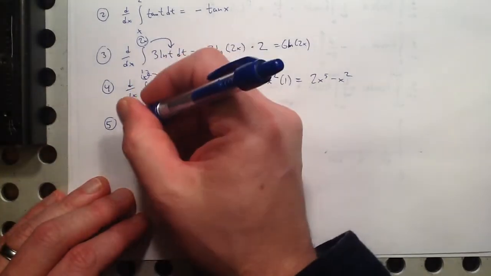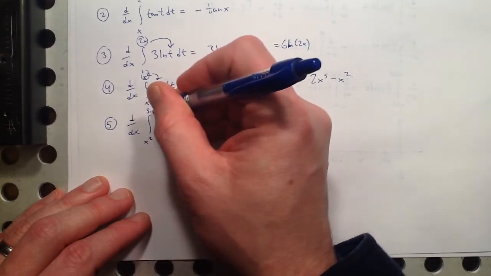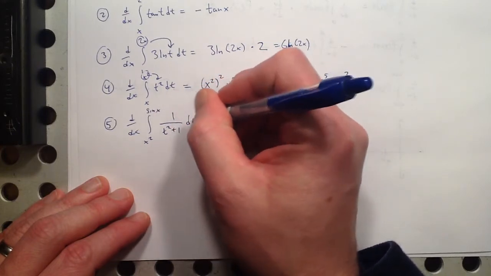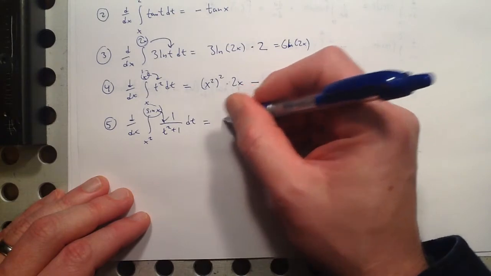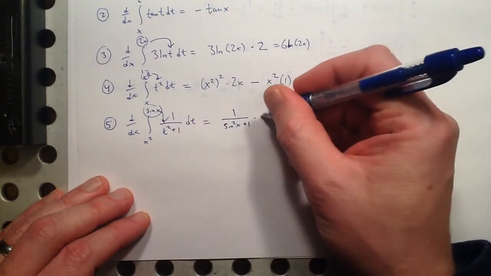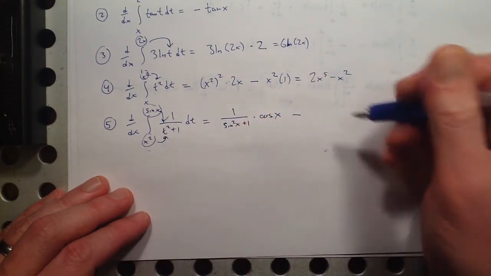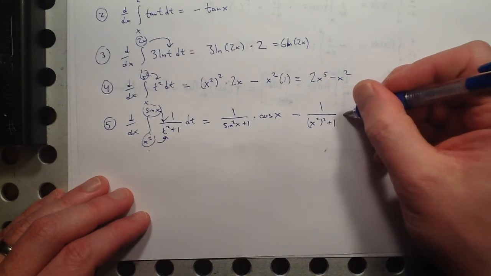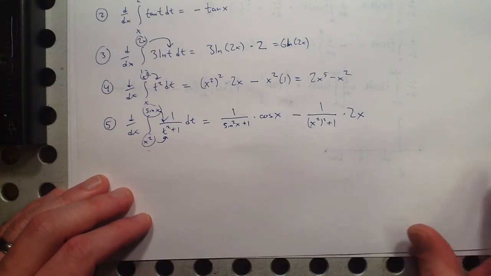And then last one, we've got d dx, the integral from x squared to sine x of 1 over t squared plus 1. So this drops in first. We have 1 over sine squared x plus 1 times the derivative of what's inside, which is cosine x, minus, that drops in here, 1 over x squared squared plus 1 times the derivative of that. That's how you do those.